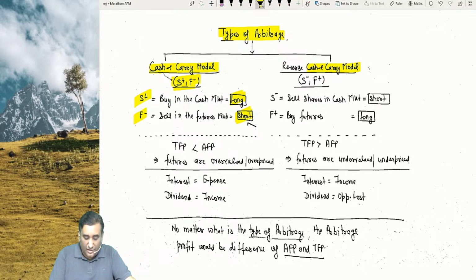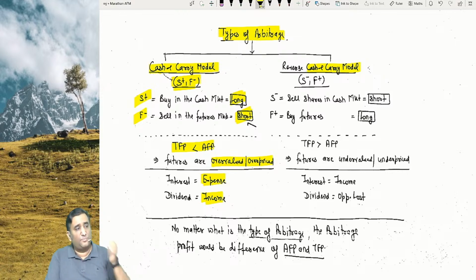This is what we have done, and we took a call by comparing our calculated future price with the actual future price. Futures are overvalued, overpriced. Interest is an expense, dividend is an income, and accordingly we have taken a call. Then we have the reverse case. Let's suppose our value came to 106 and the actual price was 102. Futures were cheaper. So in that case, we'll do F plus. The moment you do F plus, it's S minus. This strategy on paper would be very odd, because you cannot sell in the cash market something which you do not have.